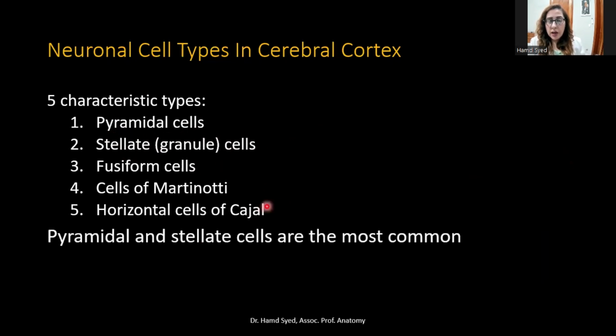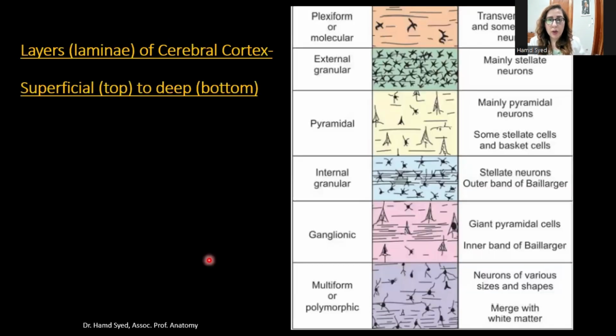All of these cell types will be present in cerebral cortex, but most numerous, remember, are the pyramidal and the stellate cells. Now, here are the layers of the cerebral cortex, the characteristic 6 layers from the superficial to deeper aspects, layer number 1, 2, 3, 4, 5, and 6. And if we look at these layers, we can see the most superficial is known as the molecular or the plexiform layer. It has transverse fibers and some scattered neurons.